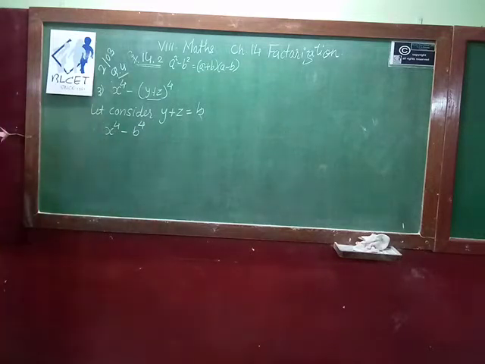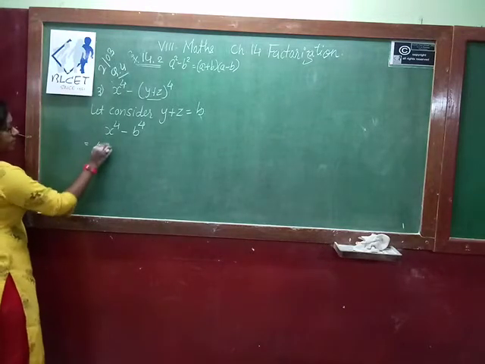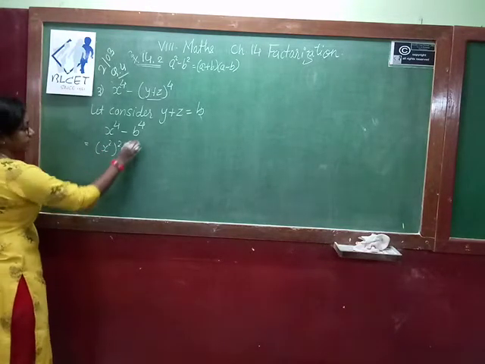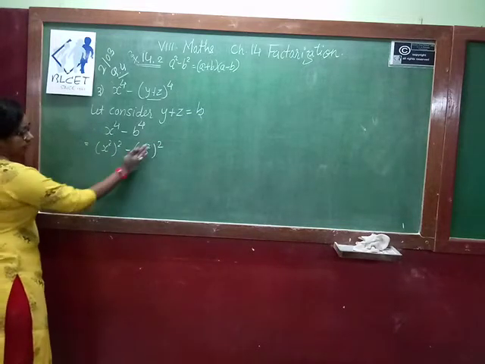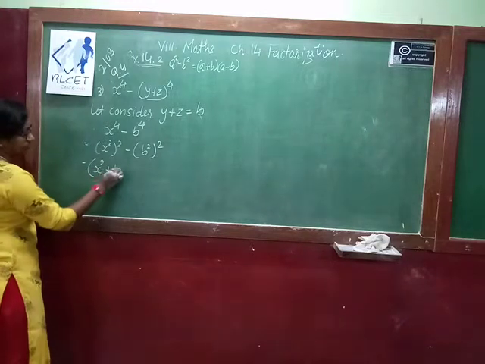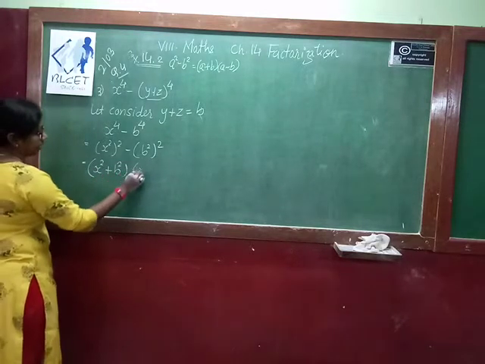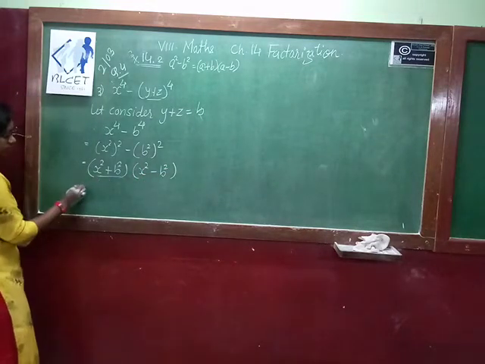Now same method you have to apply, which we have already done for question number 1. So this we can write as x square whole square minus b square whole square. First term square minus second term square. So one time positive, so x square plus b square. One time negative, that is x square minus b square. We do nothing for this. This remains as it is.